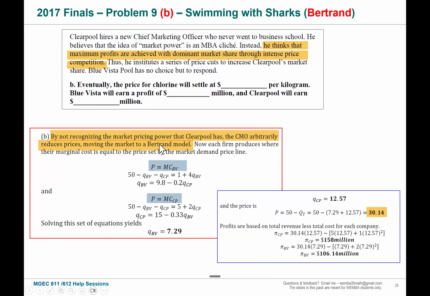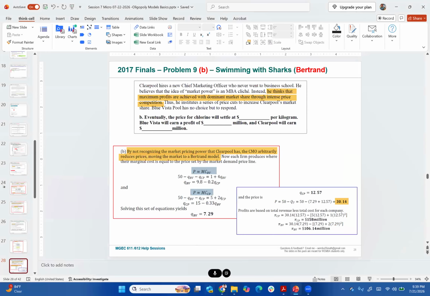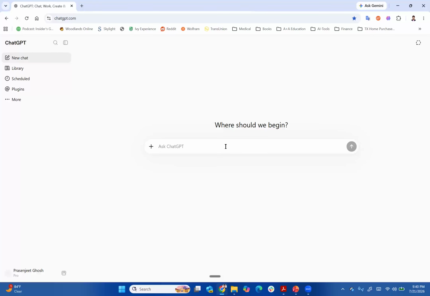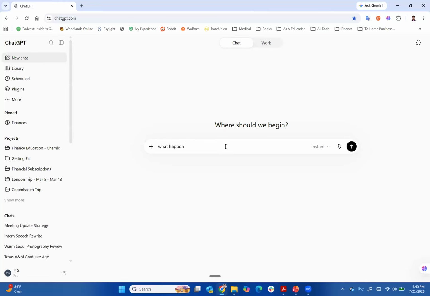This is actually a good question to ask ChatGPT directly. I can maybe learn something also. What happens if firms make sequential decisions but compete on price? Is that still a Bertrand model in oligopoly?